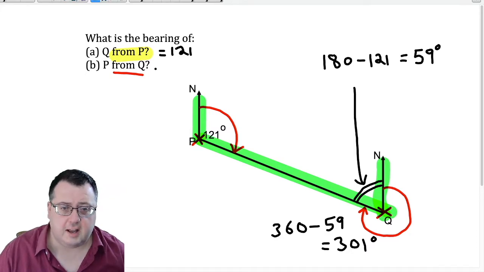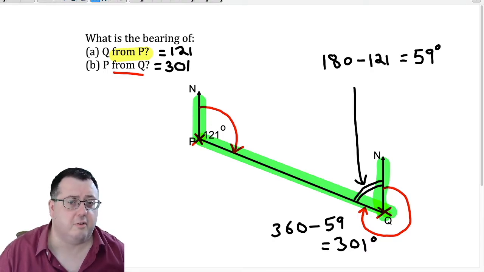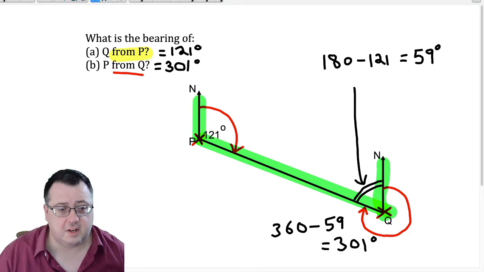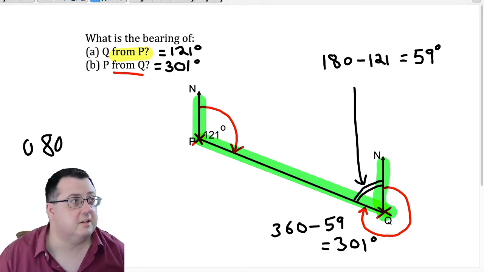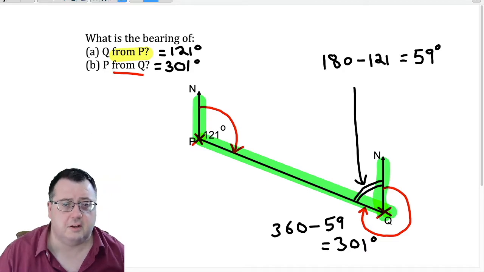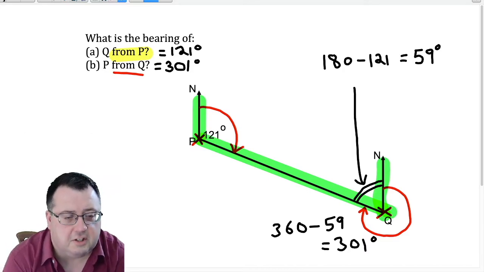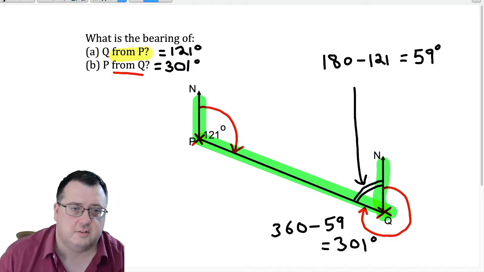So notice we didn't have to use the third rule of bearings there, that all bearings are given in three figures, because the numbers that we've got, 121 and 301, are all three figures already. But say I wanted 80, it's not 80, it's 080. Okay, so be very aware of that. The three-figure rule means that you're putting double digits or single digits into three figures.